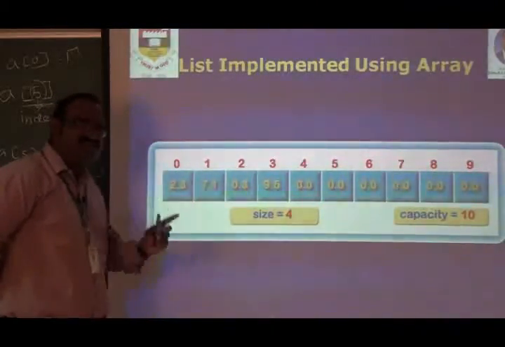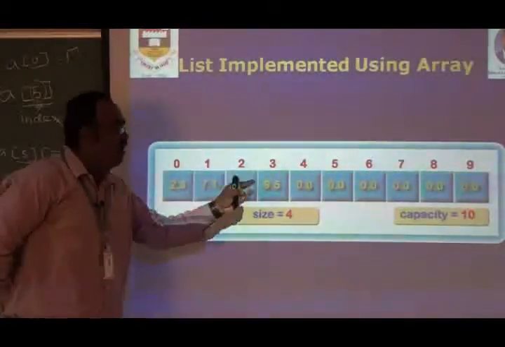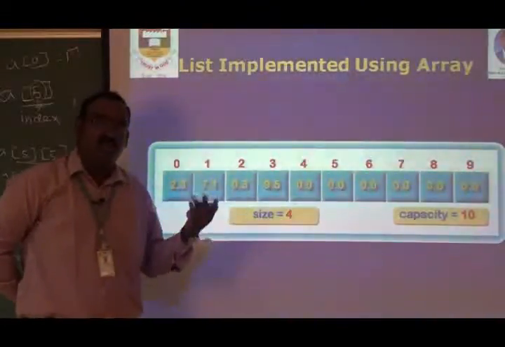So what is the size of this array? It's 4 only, because 0, 1, 2, 3 we are having 4 elements. All the other elements are 0. Still we are not getting the values.